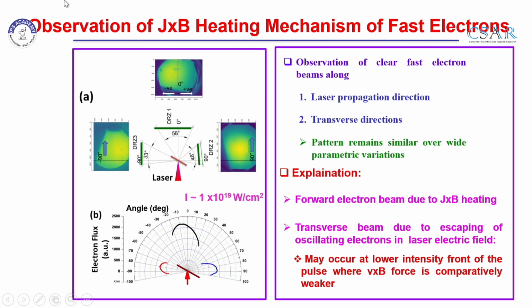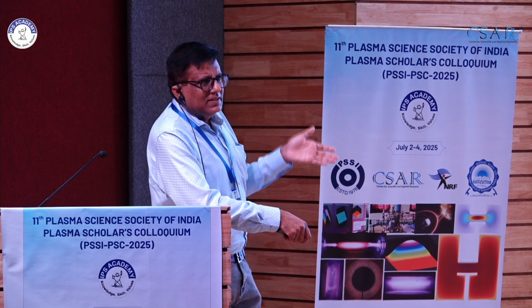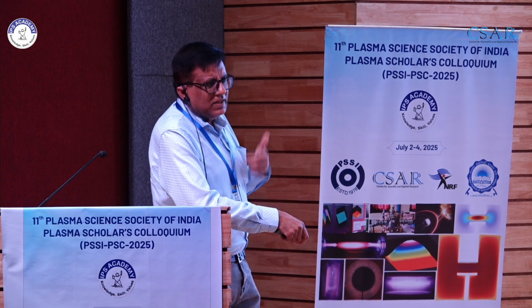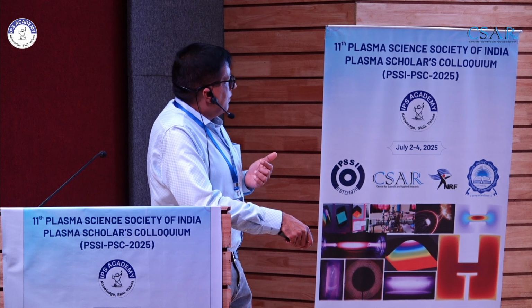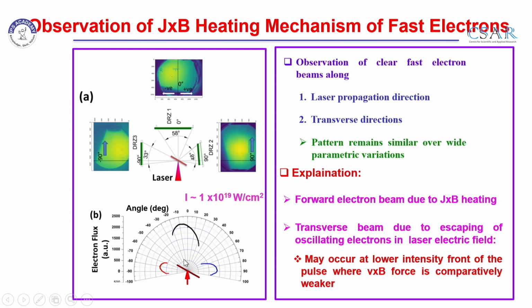And we have measured this angular distribution for a wide range of parameters, and the pattern remains similar with the change of the targets as well as the intensities, because we are working at much higher than relativistic intensities. And in the transverse beams the flux is low. It is maybe because they are escaping oscillating electrons which come in the initial part of the laser pulse, and that is why the flux is low.